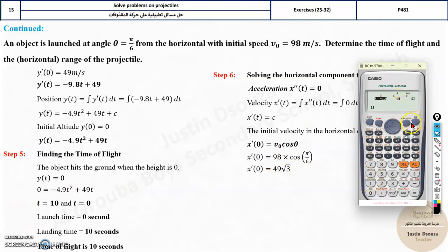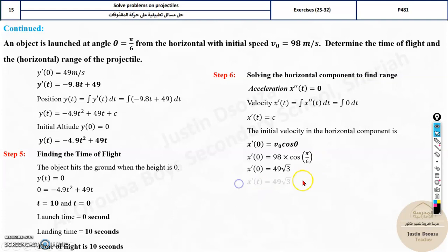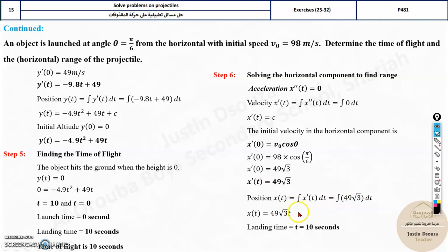Please make sure you're using radian mode, and then you can write 98 into cos pi divided by 6. So this is it. Now over here you get 49 root 3. This 49 root 3 is the horizontal velocity. To find the position, integrate this, and you will get the answer. The c value is 0. Now all you need to do is add the time of flight over here.